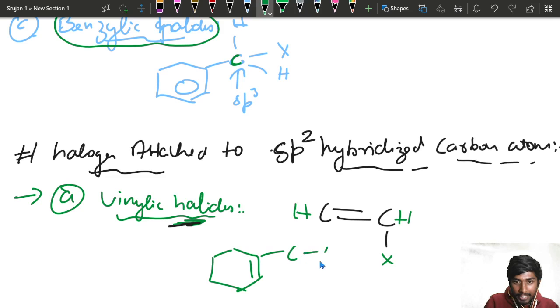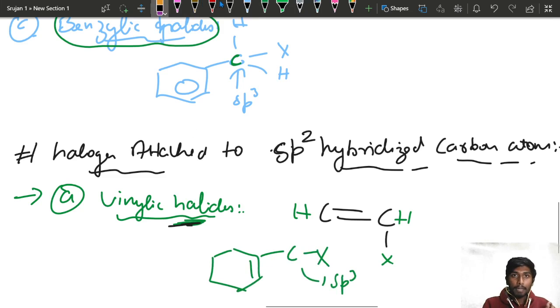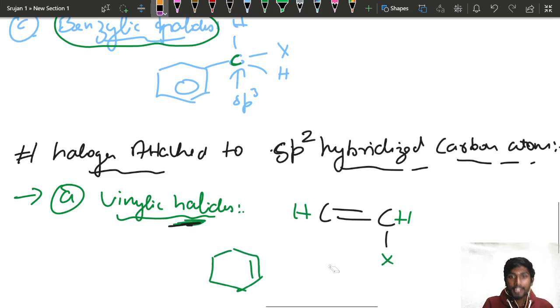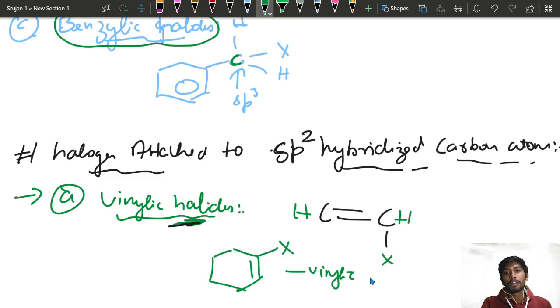If it is attached in this way, this carbon is sp3 hybridized. This is a different classification, the classification of allylic halides. If this halogen atom is directly attached to the carbon-carbon double bond, then it is called a vinylic halide. This is the vinylic.